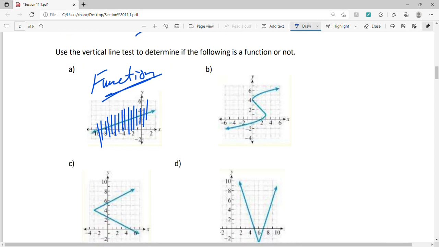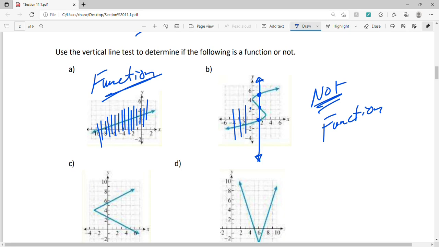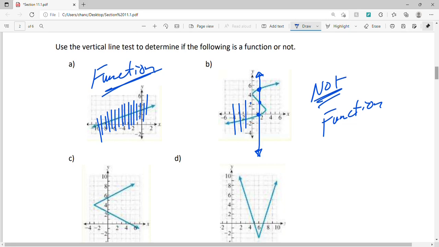In part B, every single vertical line has to intersect only once to be a function, but we have a problem. I can pass through this line 3 times, which disqualifies this as a function. So it's not a function. We're able to pass through it more than once.